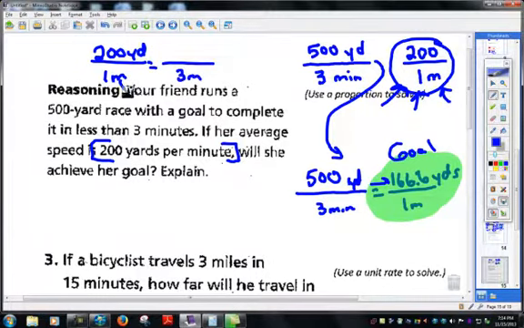If she runs for 3 minutes, then she's actually going to run 600 yards. So she's definitely on her pace. She is doing really, really well at this pace right here. She's doing a great job. Okay? Hope everybody saw the reasoning I just gave there. That was ratio reasoning right there.